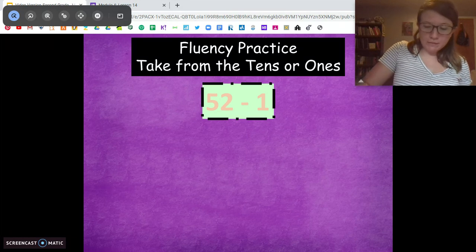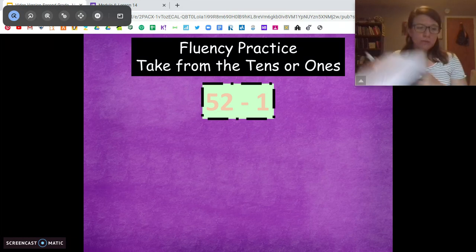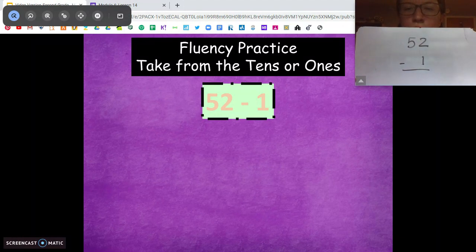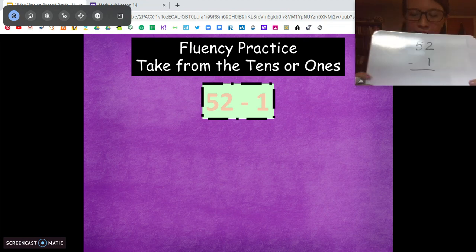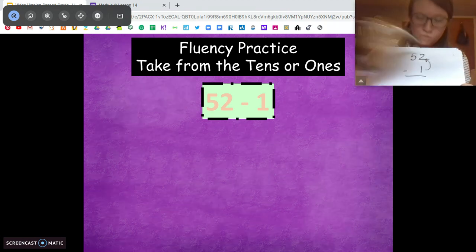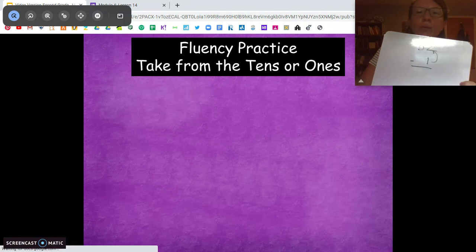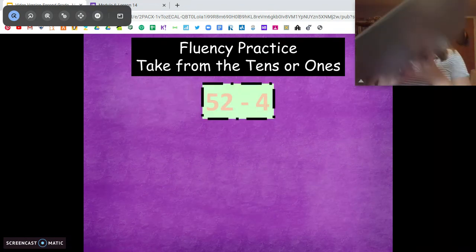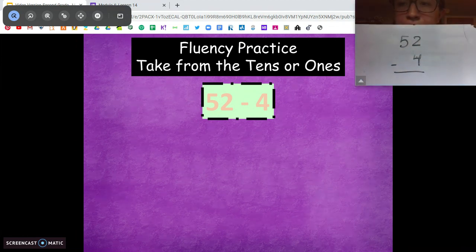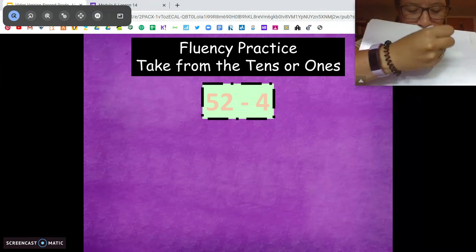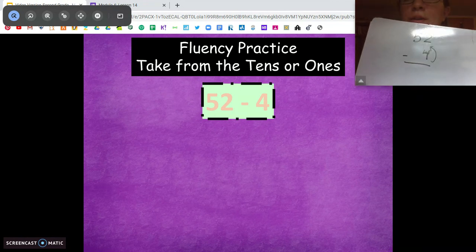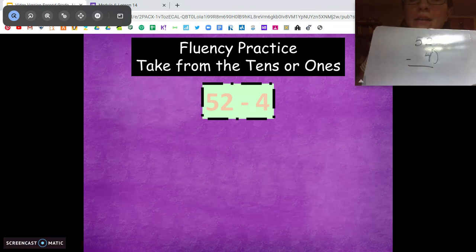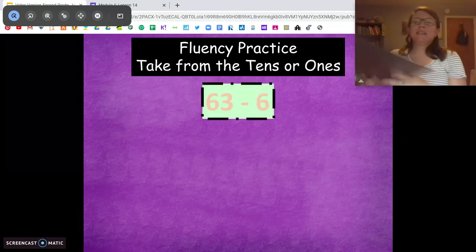I'm going to set it up on my paper for you. 52 minus 1. Can we take from the ones or do we have to take from the tens? Can we do 1 minus 2? Yeah, we can take from the ones. Good. What about 52 minus 4? Can we take from the ones or do we have to take from the tens? Can we do 4 minus 2? 2 minus 4? We can't, right? We have to take from the tens.